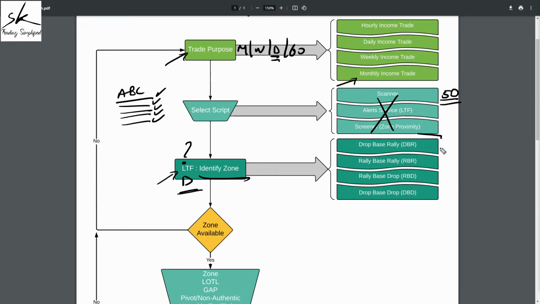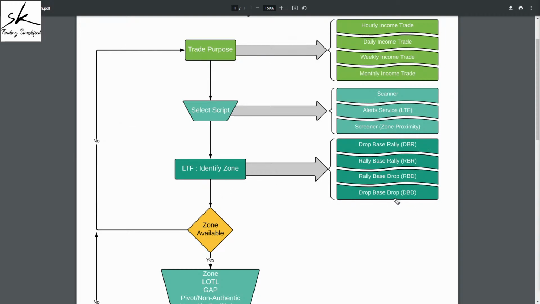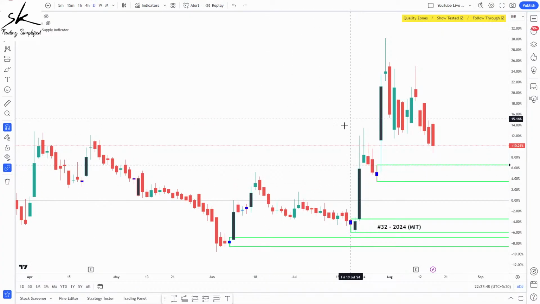By zone, we mean any of these 4 structures. It can be a drop based rally, rally based rally, rally based drop, or a drop based drop. Now what I've done is, let's assume this was the symbol, and I have my demand supply zone indicator applied on the chart, where now I don't have to identify the zones. The indicator does it automatically for me, and also plots the zone for me. But whenever we talk about the demand supply methodology, I always say demand supply is a price action based methodology.